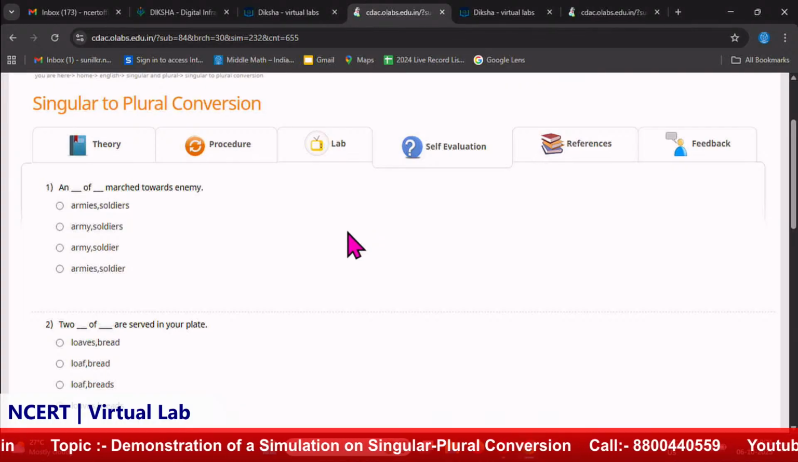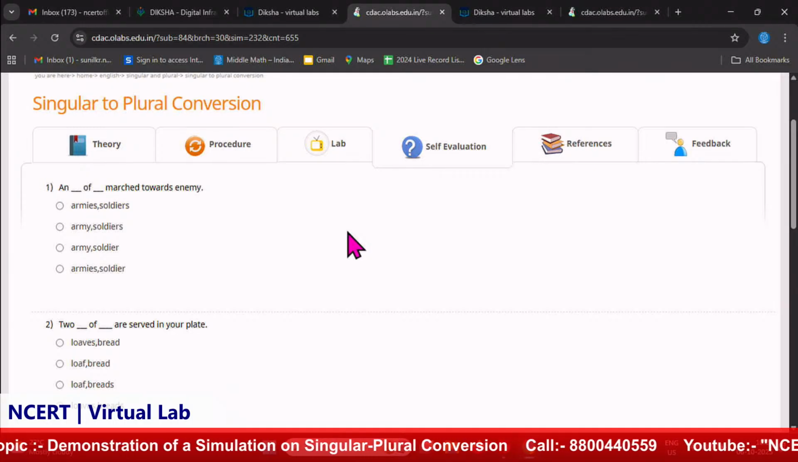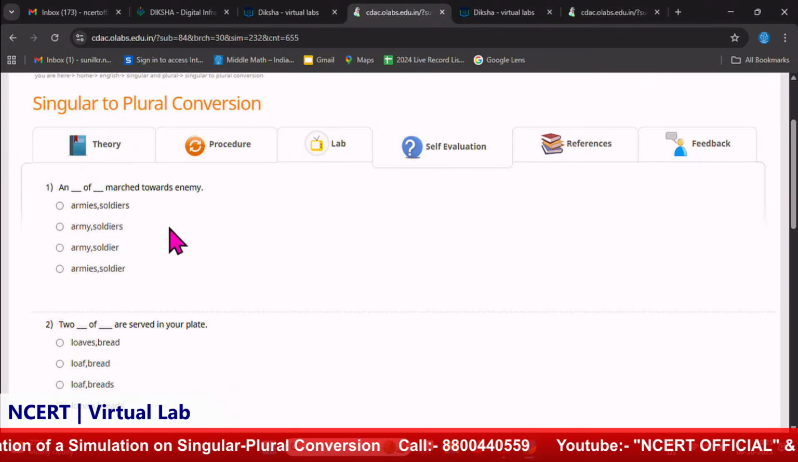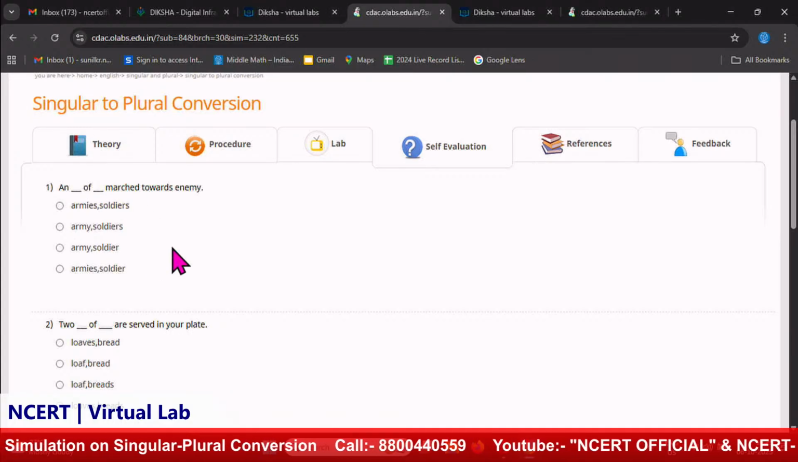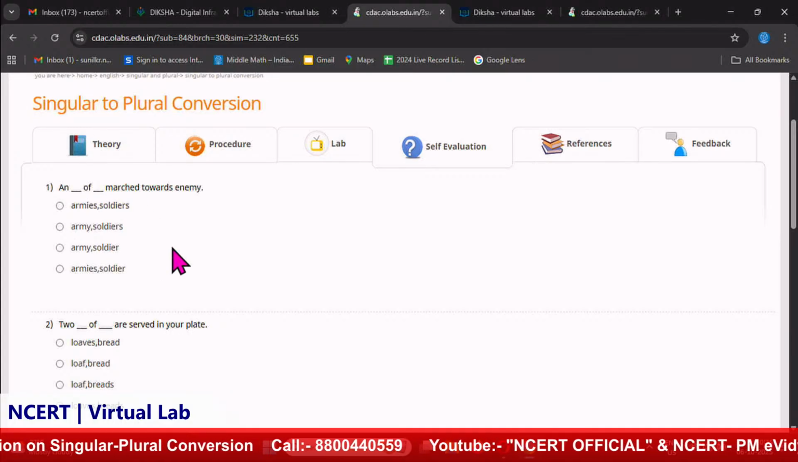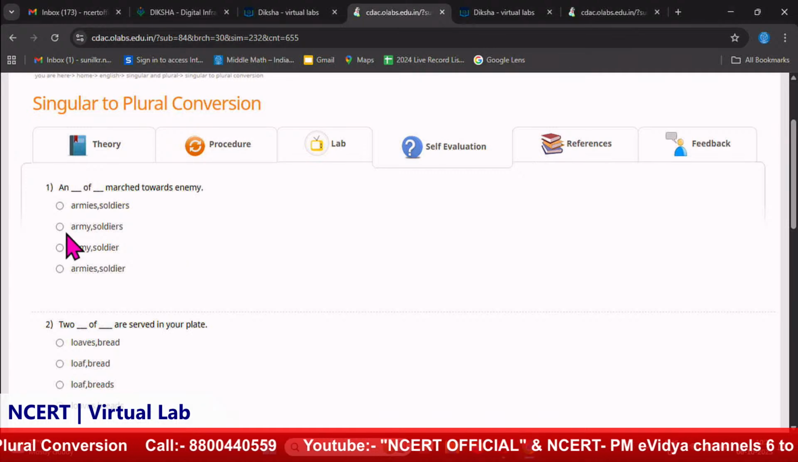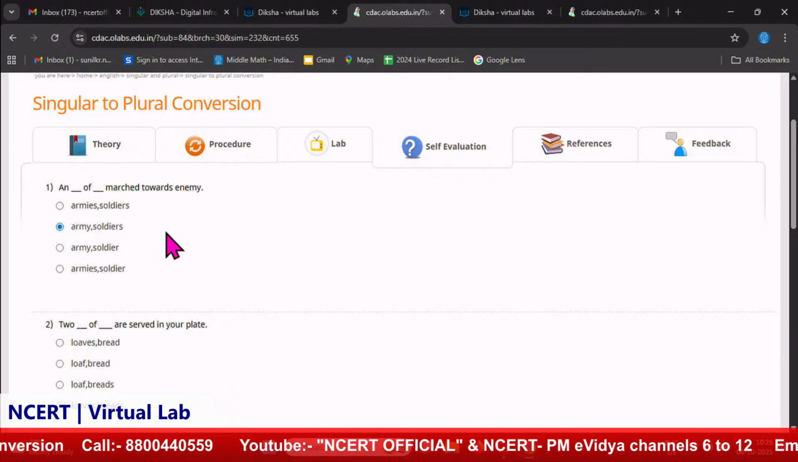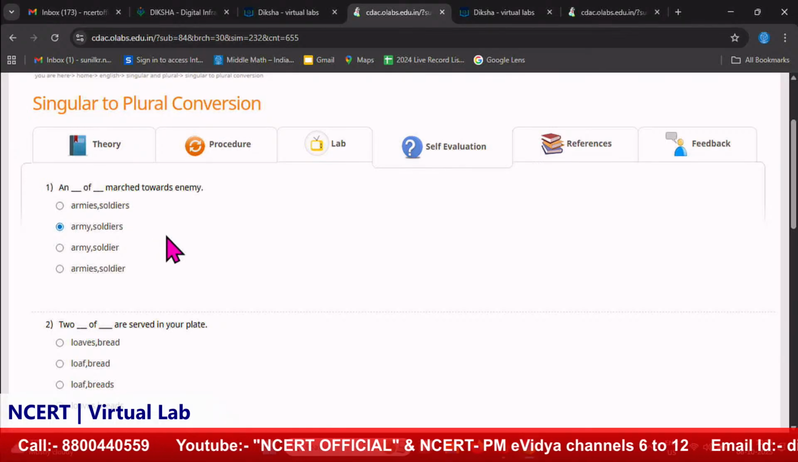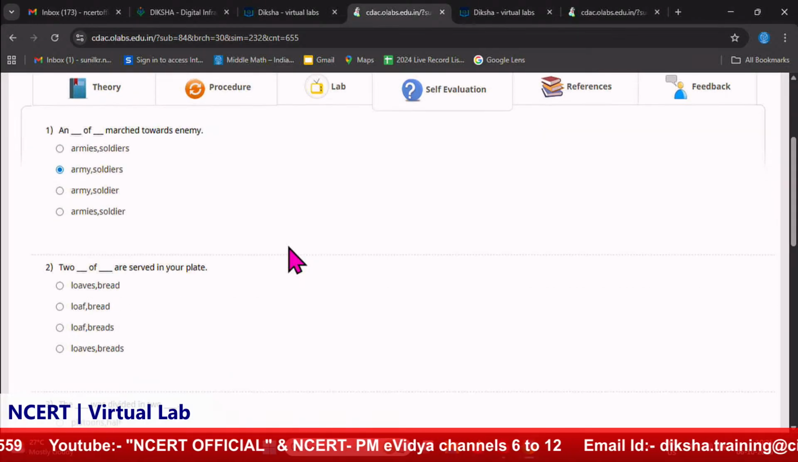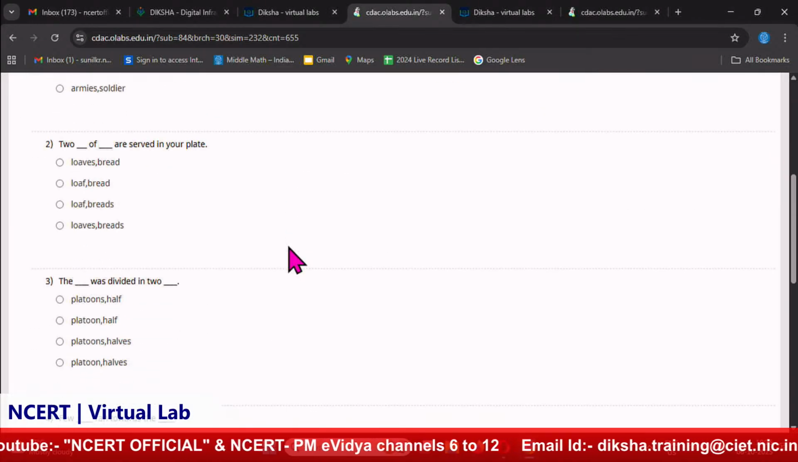Okay. So the first one is, dash of dash marched towards the enemy. And the options are army and soldiers, in different combinations. See the best combination. Army of soldiers. Because army is a collective noun, it will always be army, and soldiers. An army is comprised of soldiers.